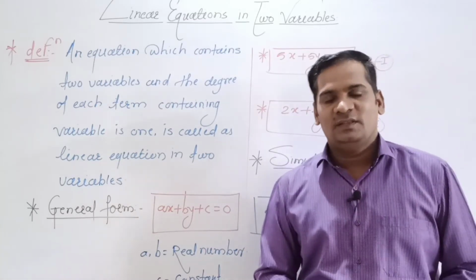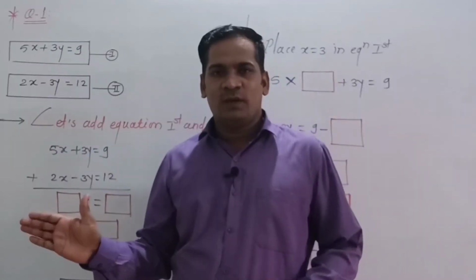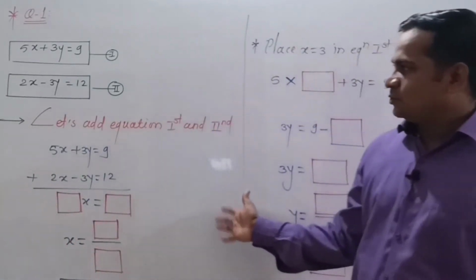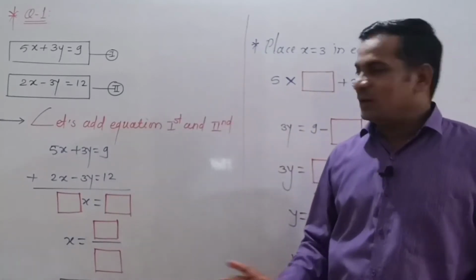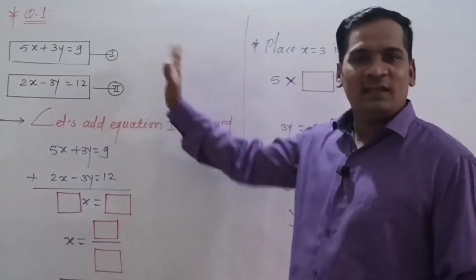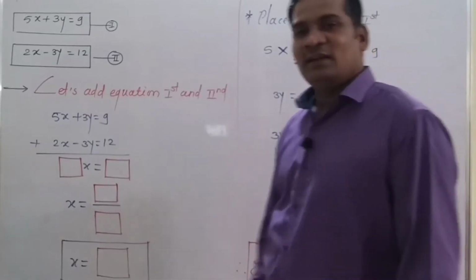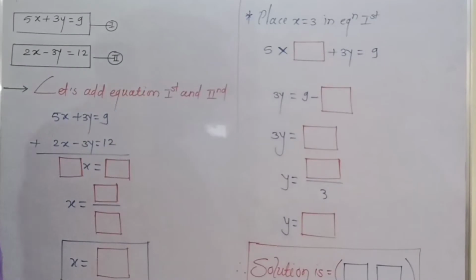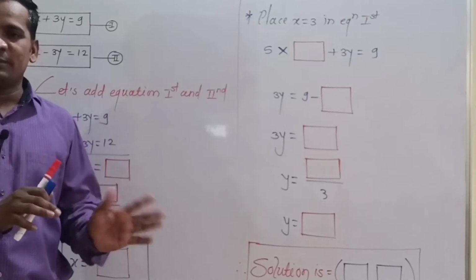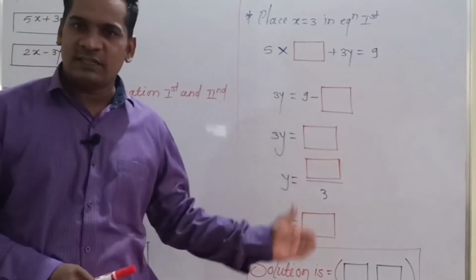So let's start with practice set number 1.1. In question number 1, the question is: complete the following activity to solve the simultaneous equations. Look, two equations are given, and both are linear equations in two variables. So let's complete this activity by using a method of solving simultaneous equations. No doubt this is an activity, but we must know how to solve that particular simultaneous equation, and only then can we complete such an activity.